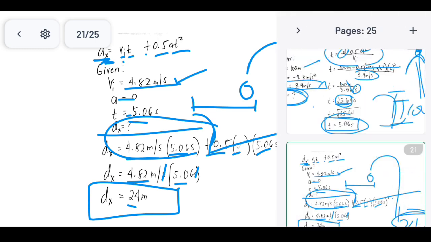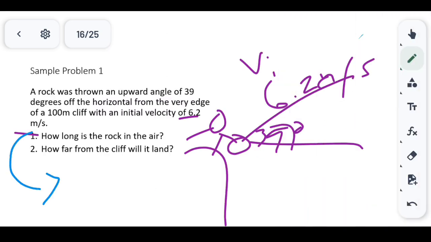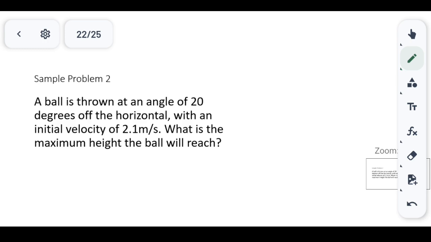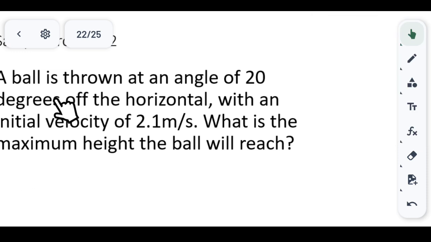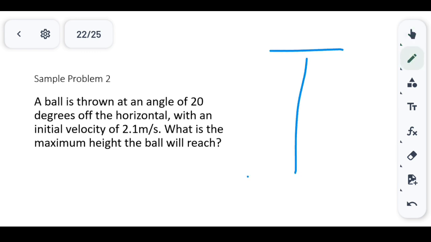Okay? So, again, let's go back to the problem to summarize. Number 1, what is our answer in number 1? 5.06 seconds. In number 2, what is our answer? 24 meters. Okay? How about sample problem number 2? Let me read the problem here. A ball is thrown at an angle of 20 degrees off the horizontal with an initial velocity of 2.1 meters per second. What is the maximum height the ball will reach? So, we are asked for the maximum height. That is vertical. There is no question related to the horizontal. So, let us illustrate the problem. You are here at the cliff.